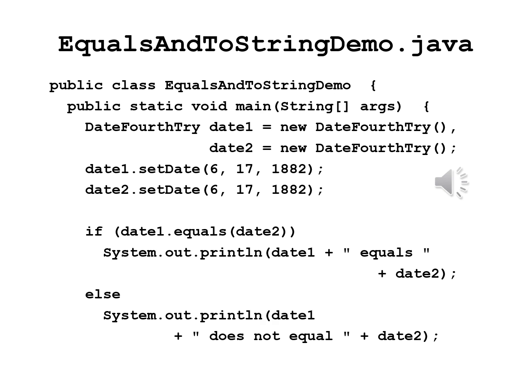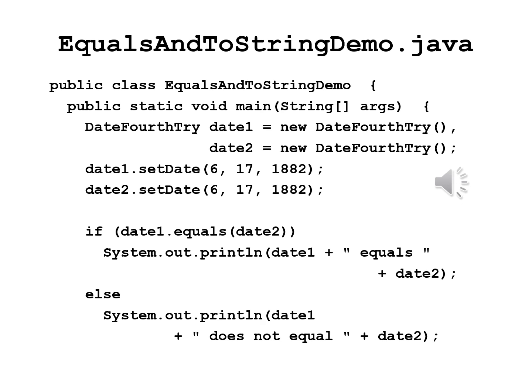Let's take a look now at a driver that we've written that will demonstrate how these 2 new methods, equals and toString, work. We begin with the header, public class EqualsAndToStringDemo. The header for a method, public static void main. And now let's declare the 2 objects in question. DateFourthTry date1 = new DateFourthTry, date2 = new DateFourthTry.